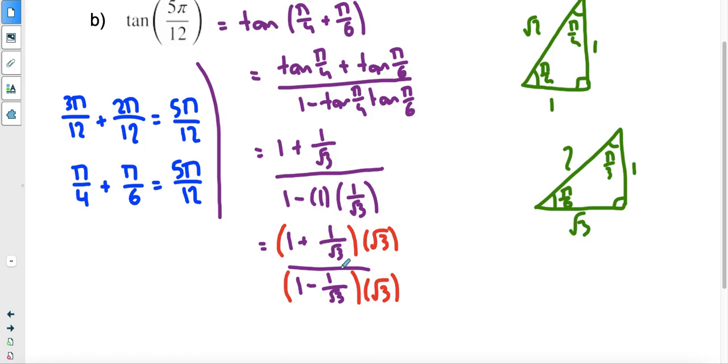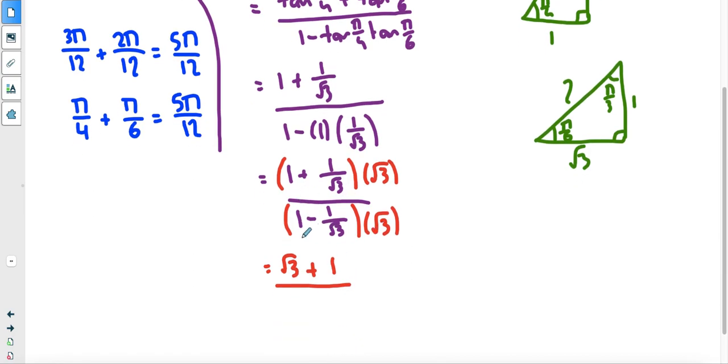Okay, let's simplify this. If I multiply out the top, 1 times root 3 is equal to root 3, and 1 over root 3 times root 3 just gives me 1. Divided by, in the denominator here, 1 times root 3 is equal to root 3, and negative 1 over root 3 times root 3 is equal to negative 1. There you go. There's my answer.